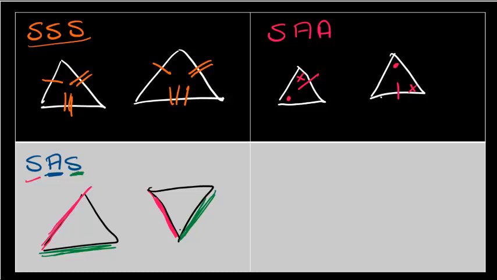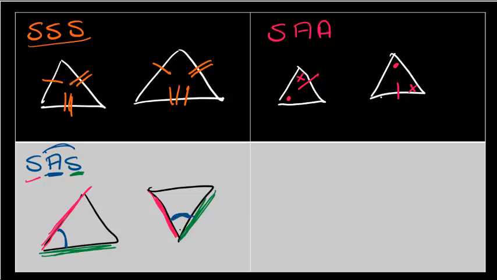The question is, which angle of the three angles in the triangle is the one that is relevant? And the answer is the one in between. So if you've got a pink and a green side, then you've got your pink side and your green side, it's the angle in between. Pink side and green side, it's the angle in between.